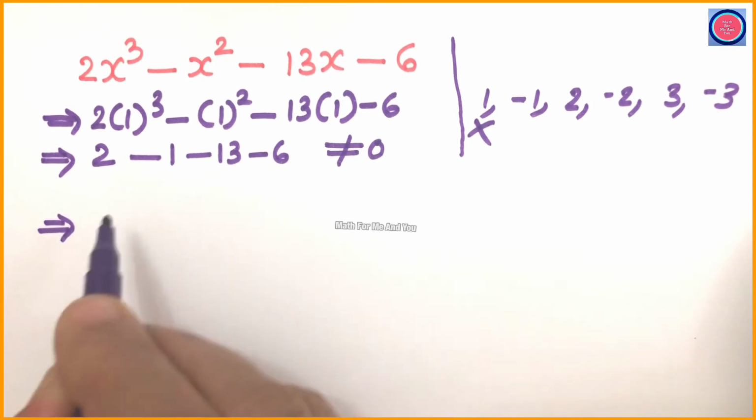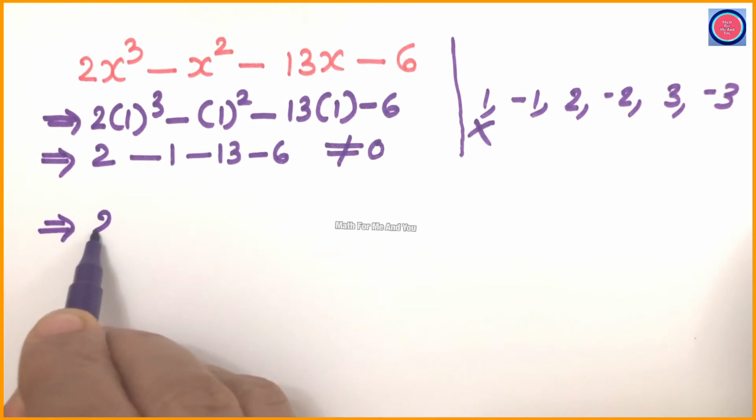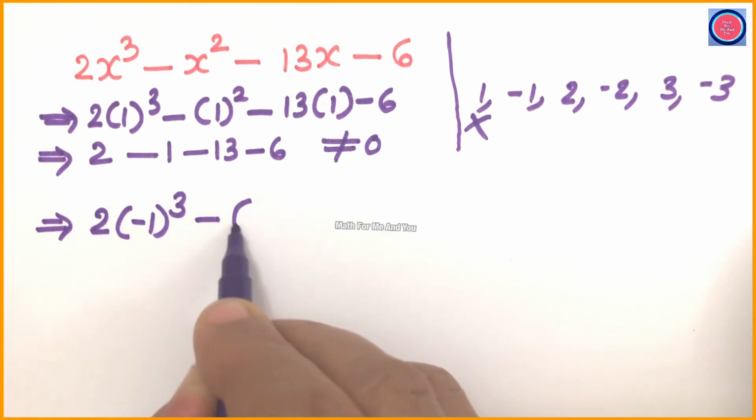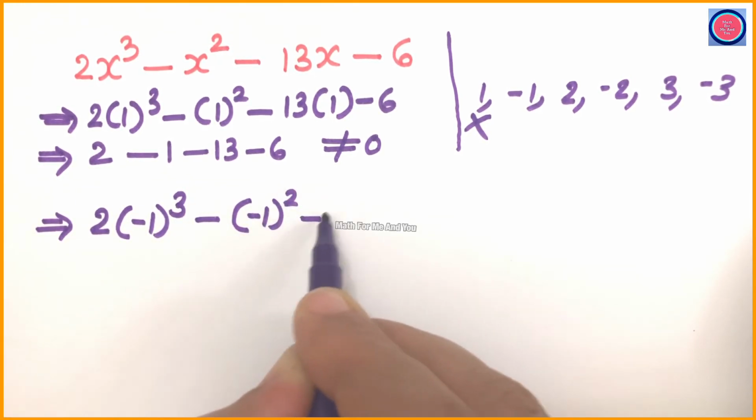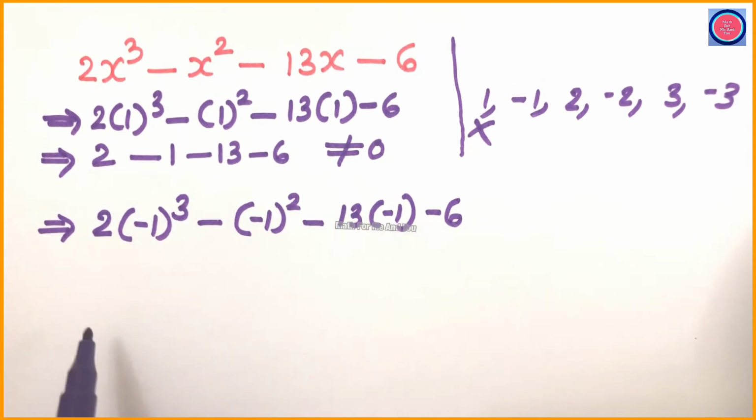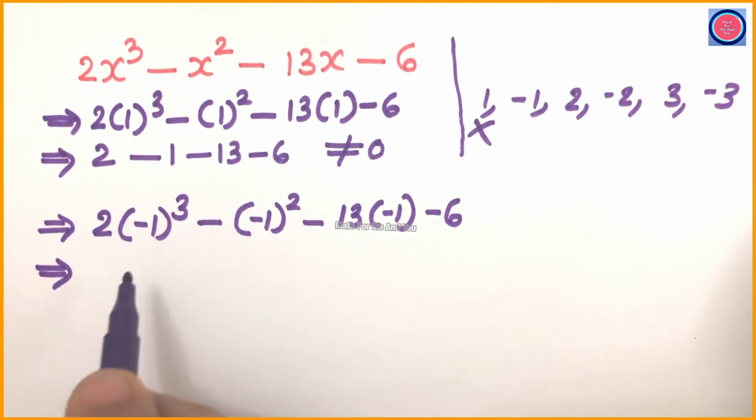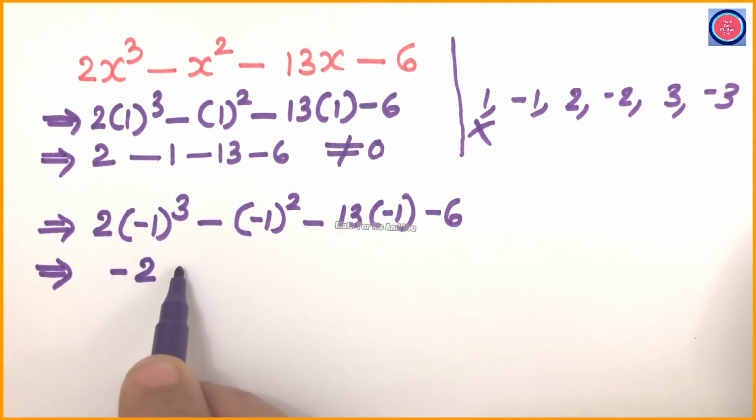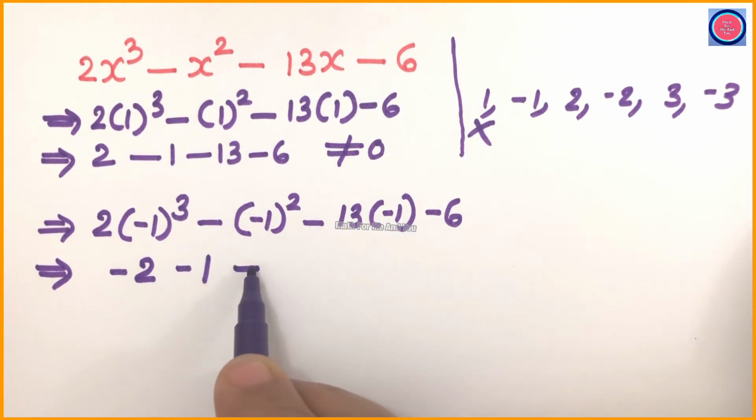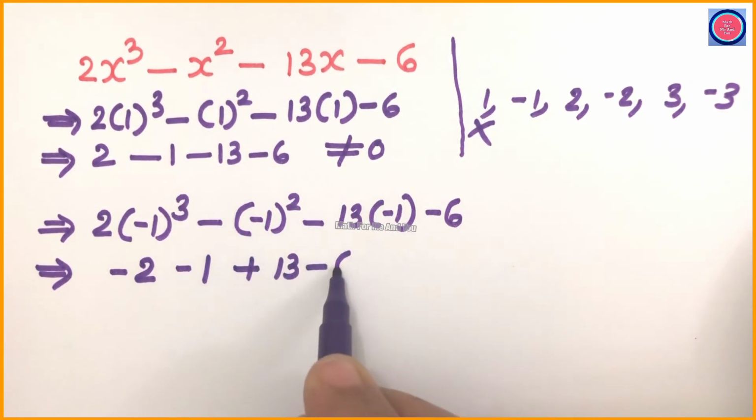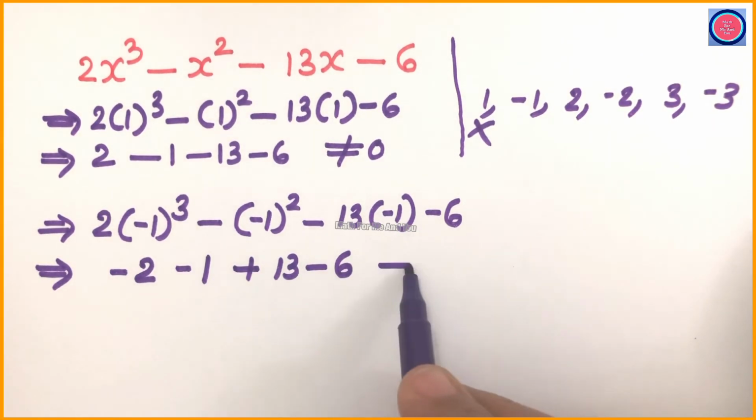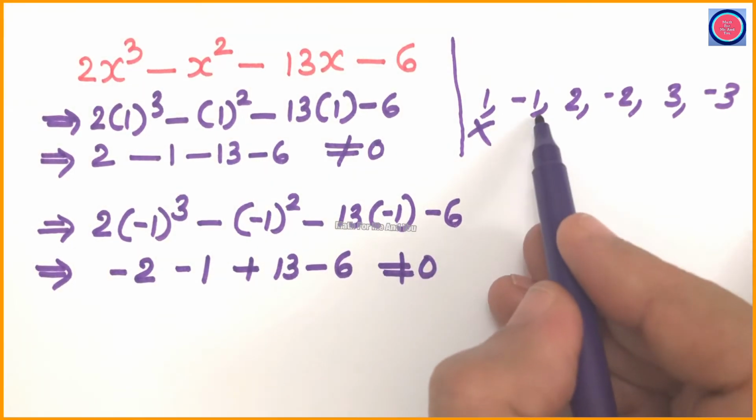Substitute minus 1 for x. Then we get 2 times minus 1 power 3, minus minus 1 whole square, minus 13 times minus 1, minus 6. What answer do we get? 2 times negative 1 is minus 2, minus 1 square is 1, minus 13 times minus 1 is plus 13, minus 6. Here also the value is not equal to 0. That means minus 1 is also not a root.